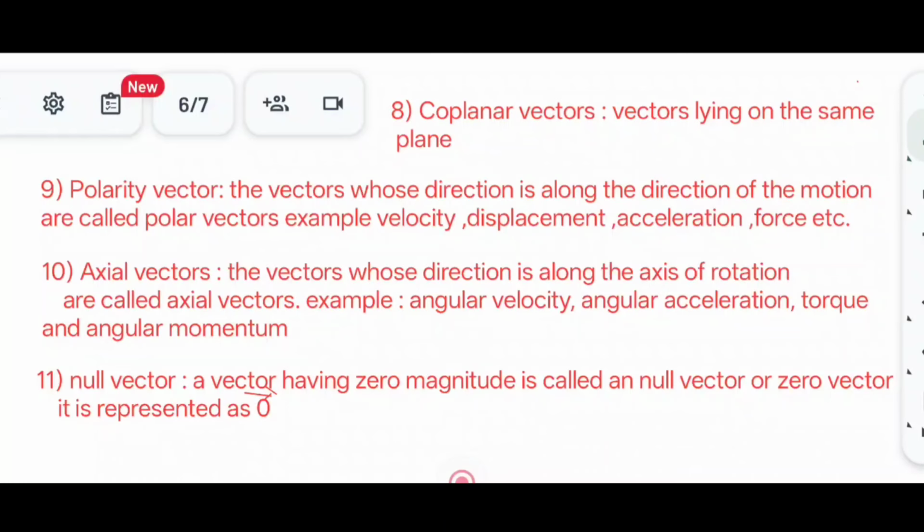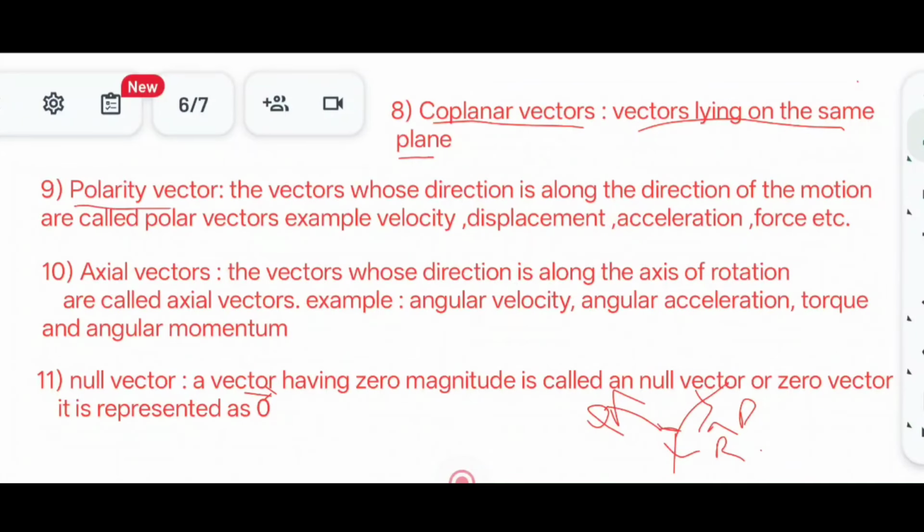Then coplanar vectors. What are coplanar vectors? Vectors lying on the same plane are called coplanar vectors. So if there are three vectors P, Q, R, they all are lying on the same plane. We'll do this in the parallelogram law of vector addition using the parallelogram board in the practical. There you'll understand what coplanar vectors are. All these three vectors are lying on the same plane.